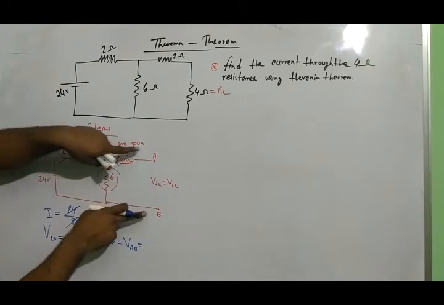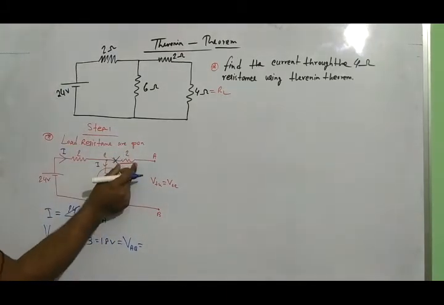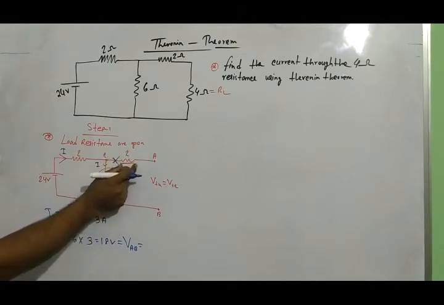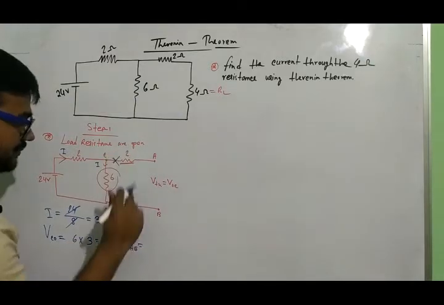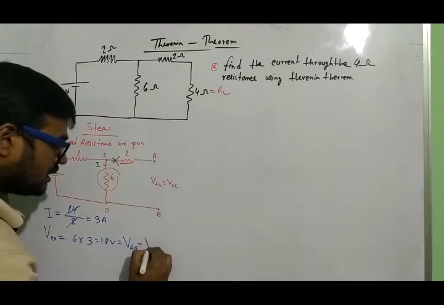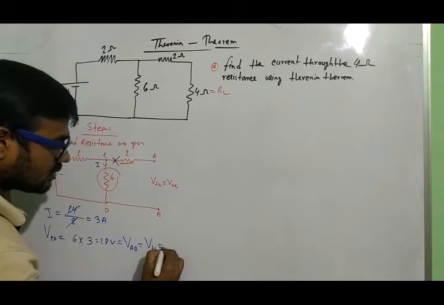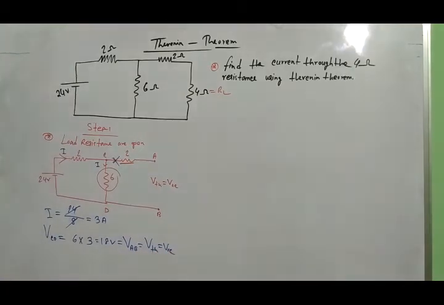This terminal voltage and this terminal voltage are same because here no voltage drop will occur across this resistance. Okay. So VAB is also VTH or VOC. I think it is clear. So what is the value of VTH? VTH value is 18 volt. Okay.